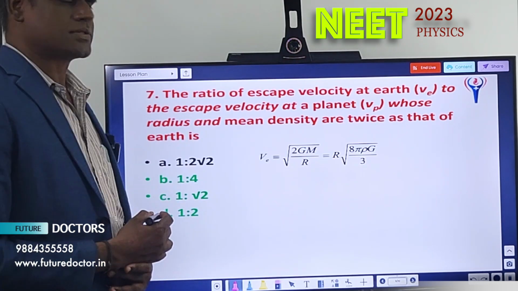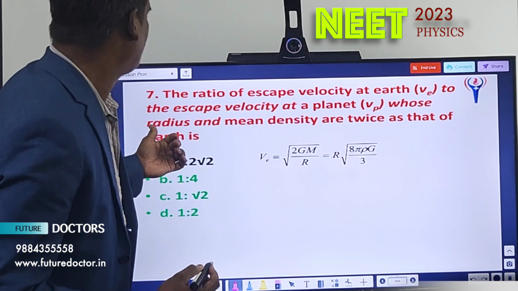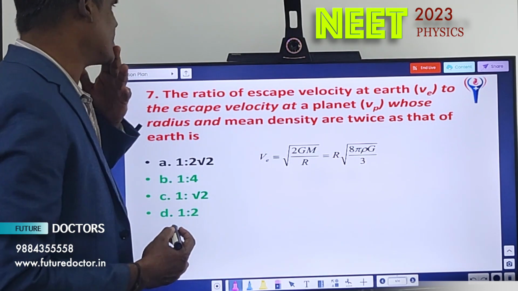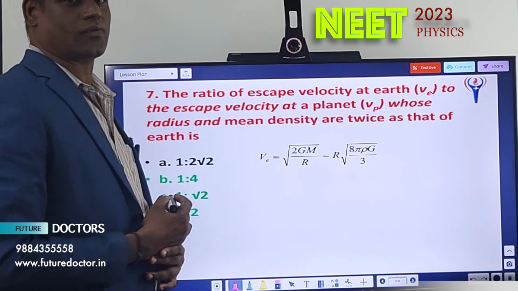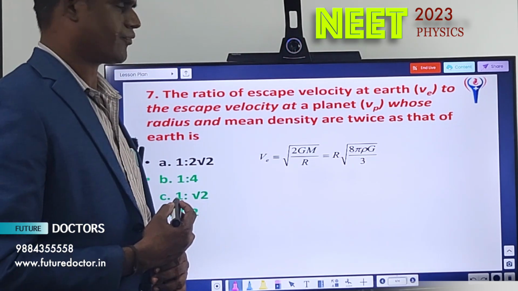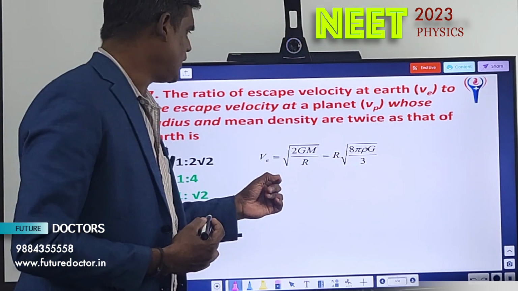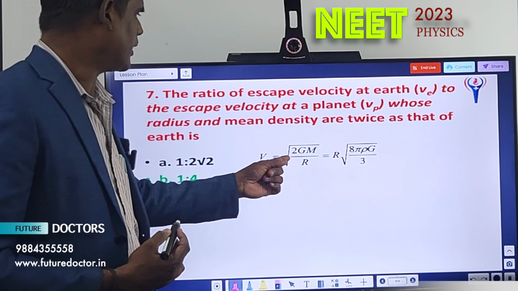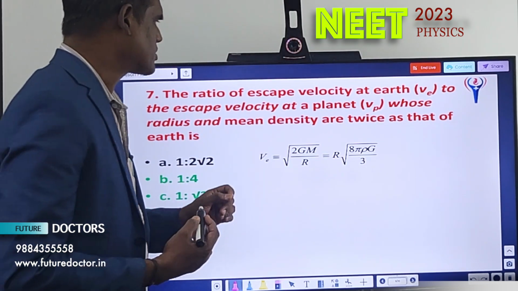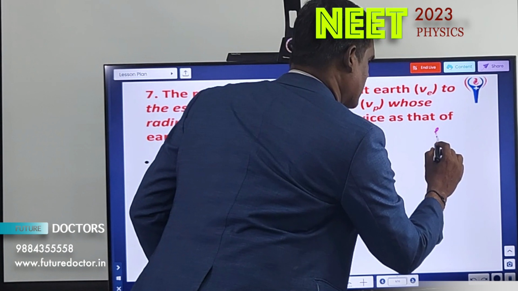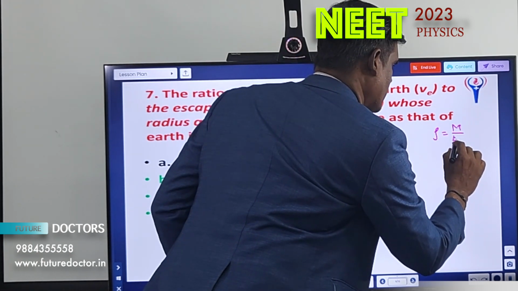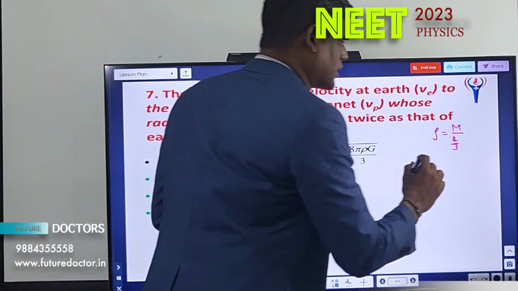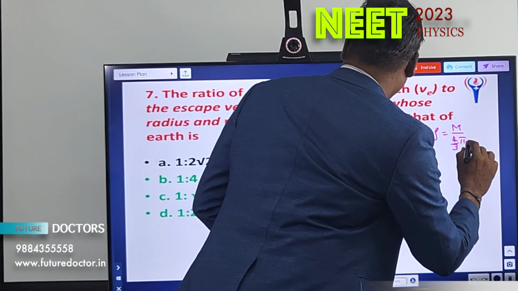The ratio of escape velocity at Earth V_E to escape velocity at a planet V_P, whose radius and mean density are twice as that of the Earth, is dash. That is the formula: escape velocity V equal to root of 2GM by R. And what is the relation between density, mass and all? Density equal to mass by volume. Volume, assuming the shape of the planet is a sphere, is 4 by 3 pi R cube.